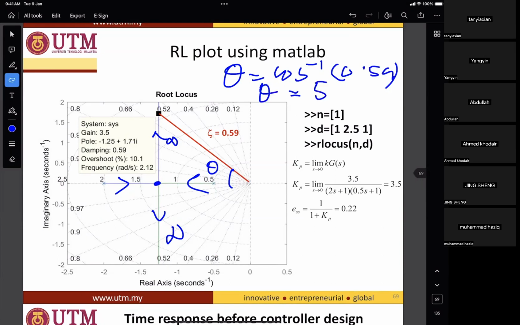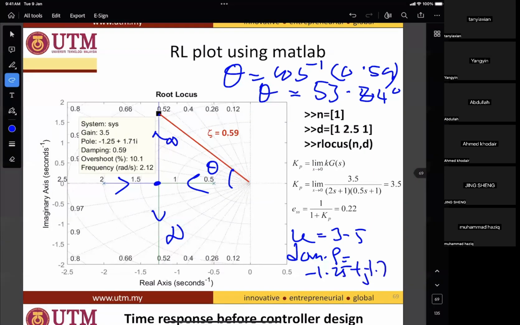53.84. So that is your 53.84. Intersect over here, which will give you a gain of 3.5. And the dominant pole is minus 1.25 plus j 1.71.